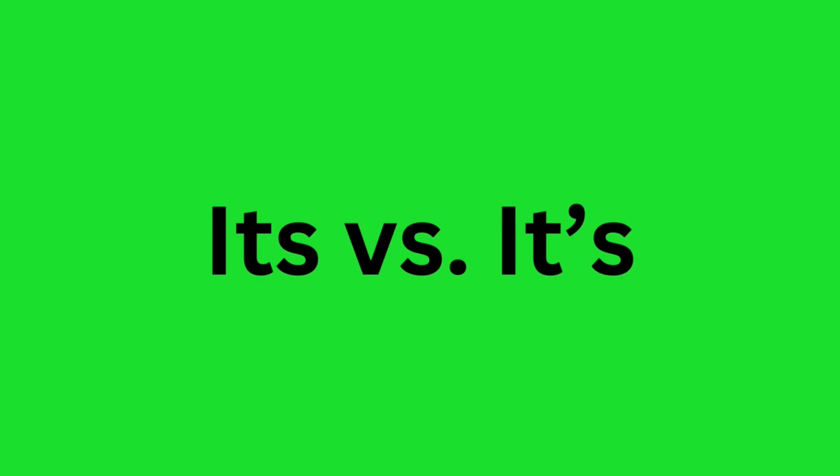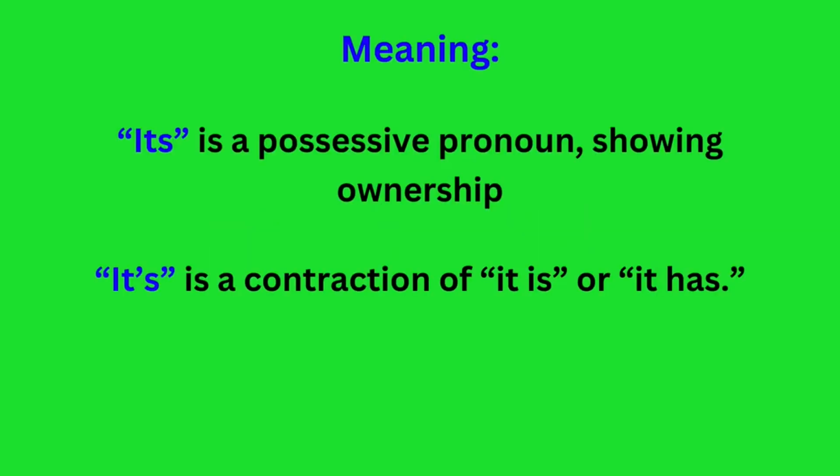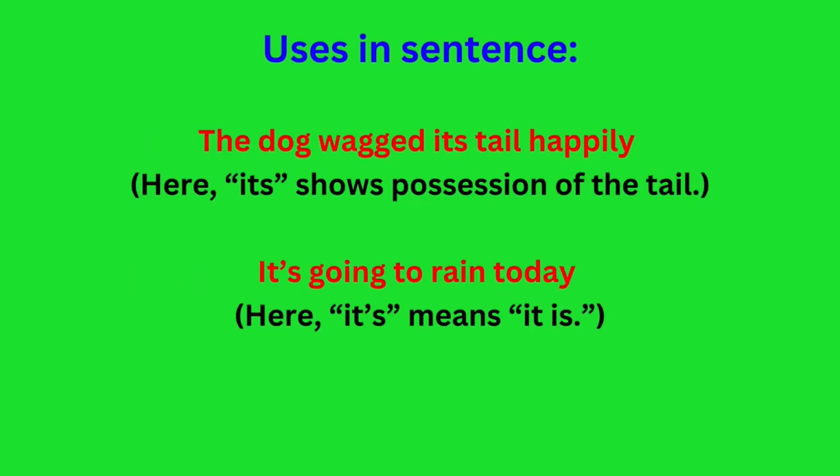It's versus its. Its is a possessive pronoun showing ownership. It's is a contraction of it is or it has. In a sentence, "The dog wagged its tail happily." Here, its shows possession of the tail.